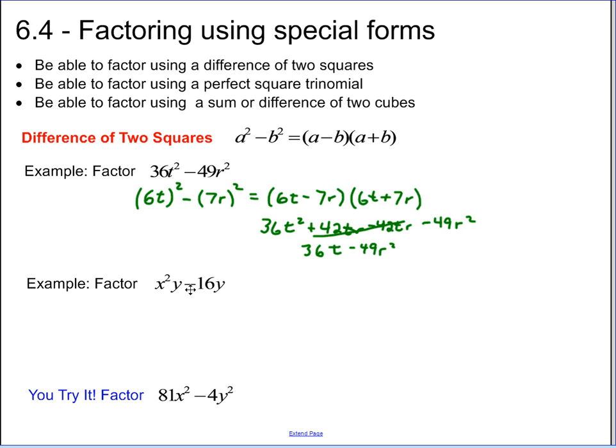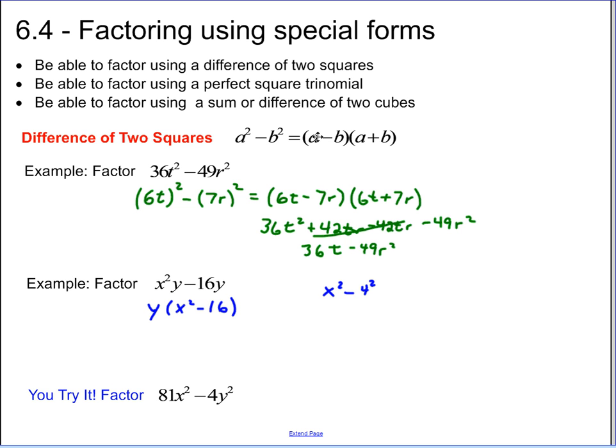Okay, so let's take a look at this next one. Well, it kind of looks like it's a difference between two perfect squares, except that there's an extra factor right here, and that's the thing. If there is a common factor, we should always make sure that our first job is to factor out that common factor. And if we factor out y, we're left with the quantity x squared minus 16. And we'll note that both x squared and 16 are perfect squares inasmuch as x squared is x times x, and 16 is 4 squared.